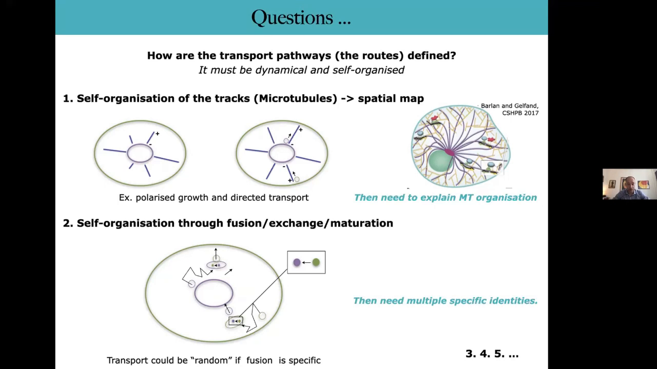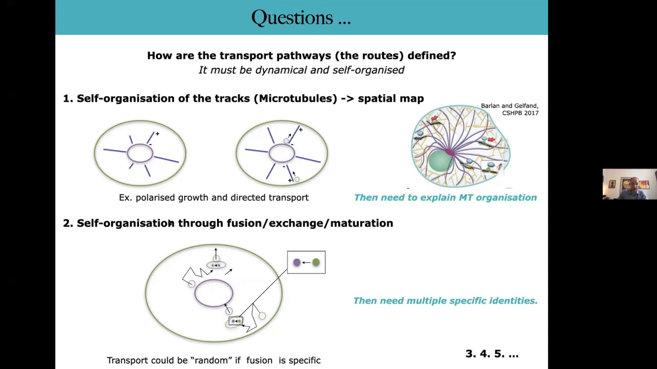One possible answer for how these pathways are defined is by defining the tracks. If you manage to self-organize tracks, for instance, microtubules, which are polar, and if you manage to organize the polarization properly, then the vesicle can just bind on these microtubules, and depending on which motor is carrying them, they will go one way or the other. This could be sufficient to define the entire pathway by just defining the tracks. But of course, then you have to answer, how do you define the tracks and how do you specify the location of the tracks? The microtubule distribution can be quite complicated, and so this is an interesting problem on its own, which I will not discuss at all here.